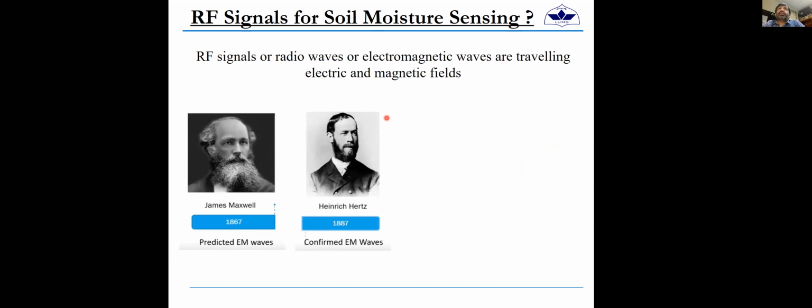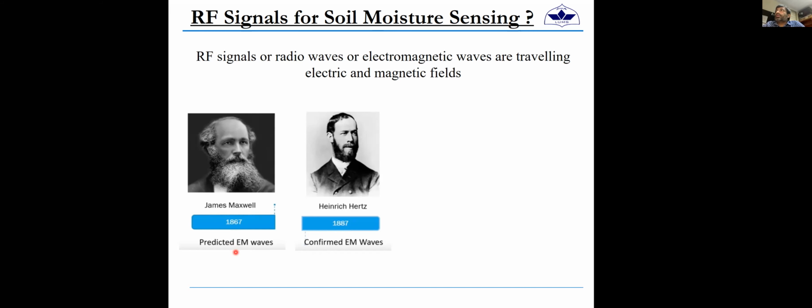Okay, so radio frequency signals, or radio waves, or electromagnetic waves, are actually traveling electric and magnetic fields. All of us know what electric fields and magnetic fields are. But if somehow we make them travel into space, they become electromagnetic waves. How do we do that? That is where electrical engineering comes in. This guy here, you see James Maxwell, is known as the founder of electrical engineering. He predicted from theory the existence of these fields, that if you do something like this, your fields will start propagating into space.